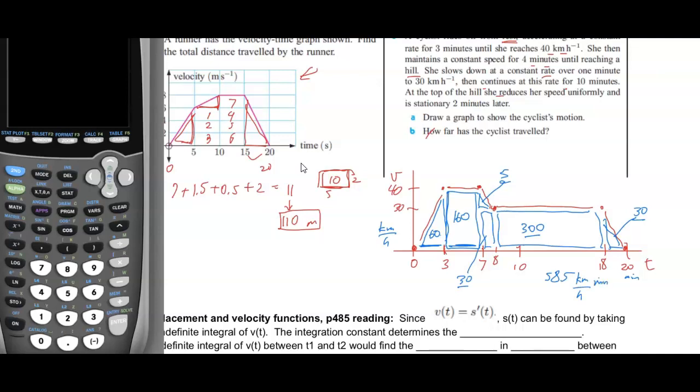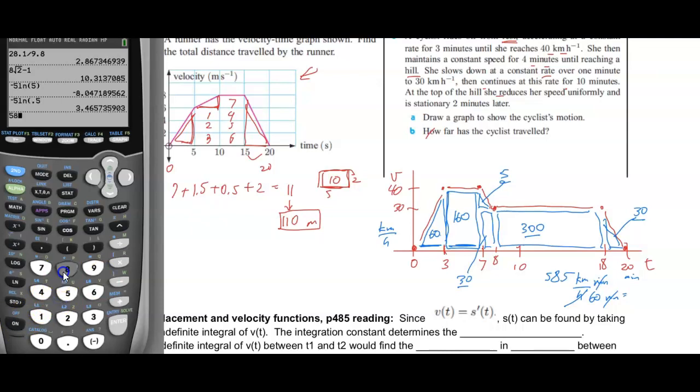Okay, and so let's see, how far has the cyclist traveled? In order to figure out exactly how far they traveled, we're going to have to adjust either hours to minutes or minutes to hours. I think it's easier to adjust the hours to minutes, so we'll change hours to 60 minutes. And then we can cancel out the minutes. So if we do 585 divided by 60, that would give us the number of kilometers. So actually she traveled 9.75 kilometers.